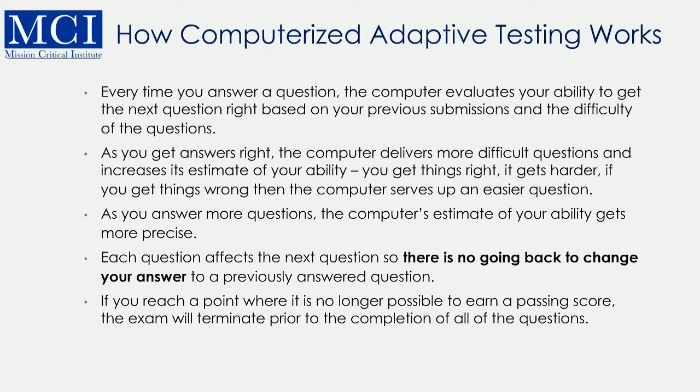The algorithm that's being used assumes that there's a 50% chance of a question being answered correctly. Based upon that, the more questions that you can answer correctly, the more difficult the test is going to become. And as the candidate answers more and more questions, the computer's estimate of their ability becomes, number one, more precise, and number two, more advanced.